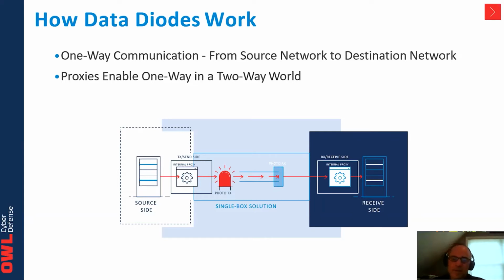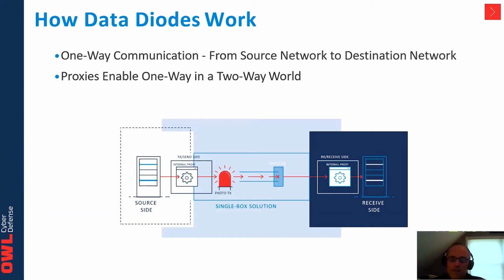On the receive side, you have the exact same thing: its own power supply, its own hard drive, its own communication cards, and its own CPU that's doing processing. And the only thing in between the two is the fiber optic cable connecting from one side to the other. So really straightforward. Data comes in from the left, goes across the diode to the right, and off it goes.